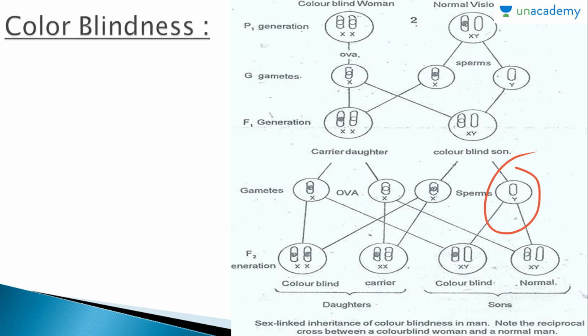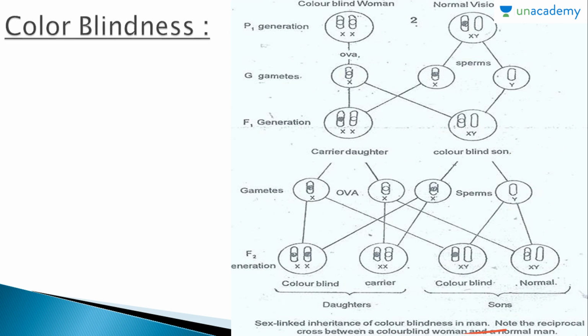Next, when we perform a cross on these gametes, we obtain a color blind daughter, another daughter who may be a carrier, a color blind son and a normal son. This is the probability of a 1:1:1:1 ratio of daughters and sons of these types. This is the actual generation, the sex-linked inheritance of color blindness in men. In this cross we have a color blind woman and a normal man.